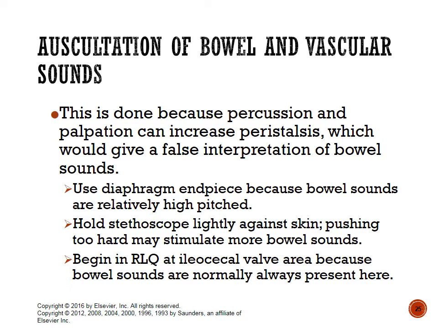Okay, so now that we are done with inspection of the abdomen, we move on to auscultation. We don't want to move on to percussion or palpation because that can increase peristalsis, so we want to listen first. We're going to use the diaphragm because they're usually high-pitched sounds. We are going to hold it just lightly against their skin. We're not going to push too hard because this could be considered palpation and increase peristalsis. And we usually start in the right lower quadrant and work ourselves around clockwise, following the route of the large intestine.